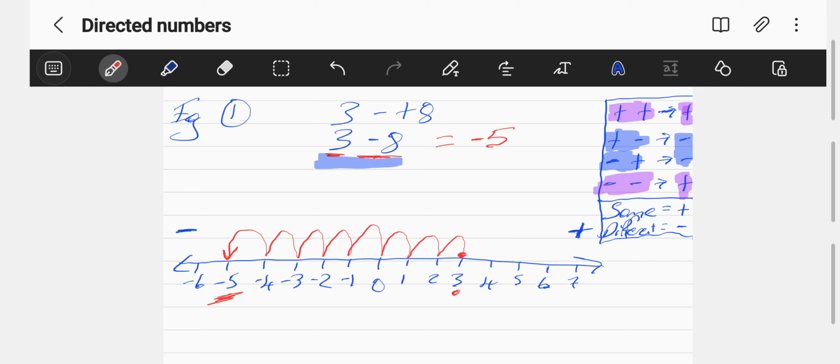Sounds like a lot, but it is really simple once you do it a bunch of times.